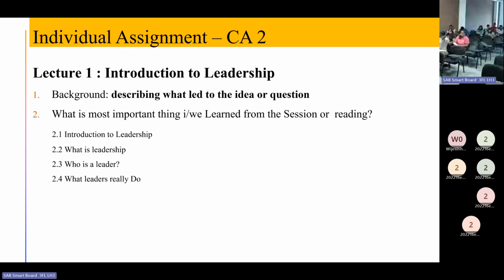And there's an article I will upload by Harvard research, in the HBR book, this one. What do leaders really do? There's an article. You can extract some points from that. I will be uploading it to your LMS from today.